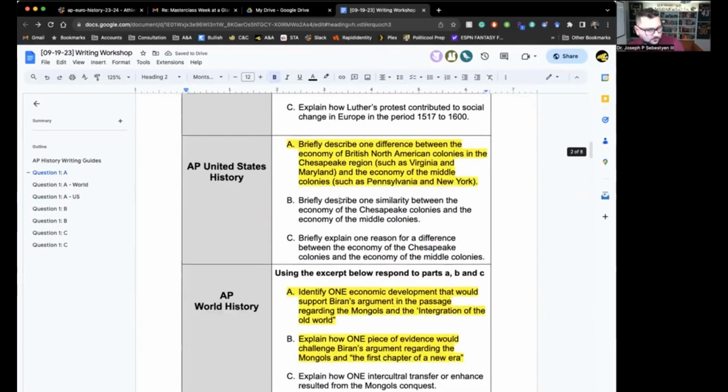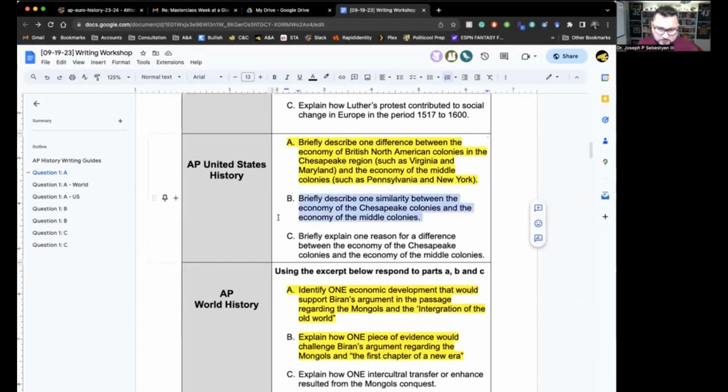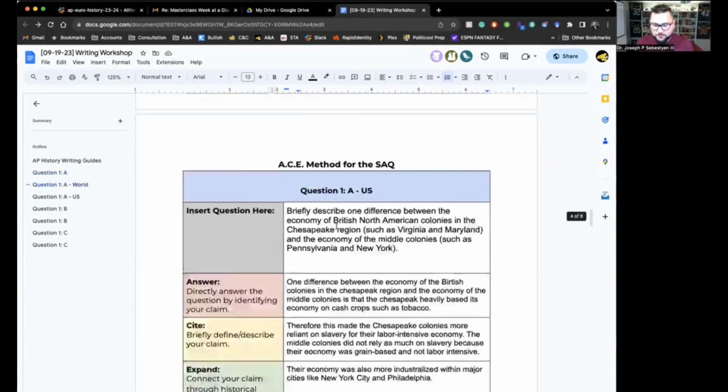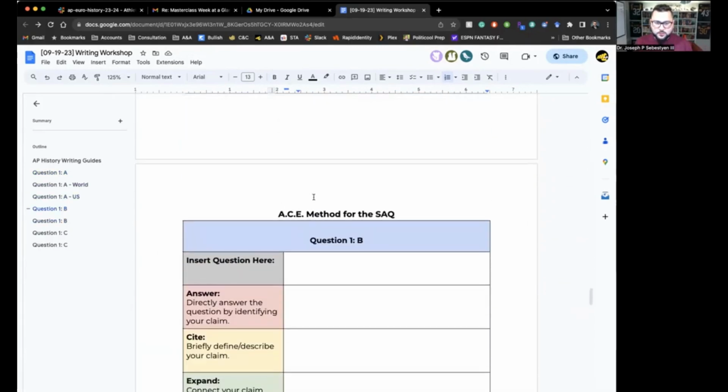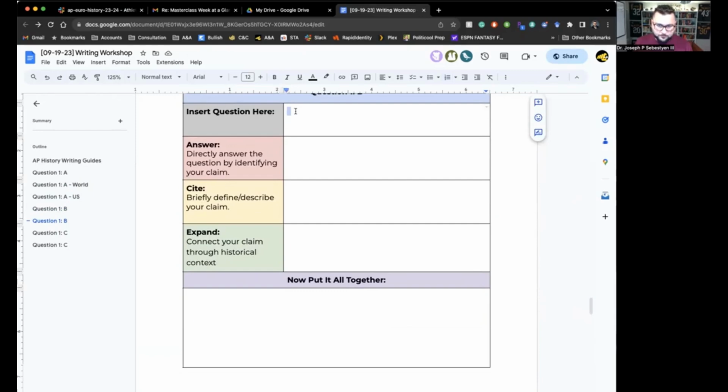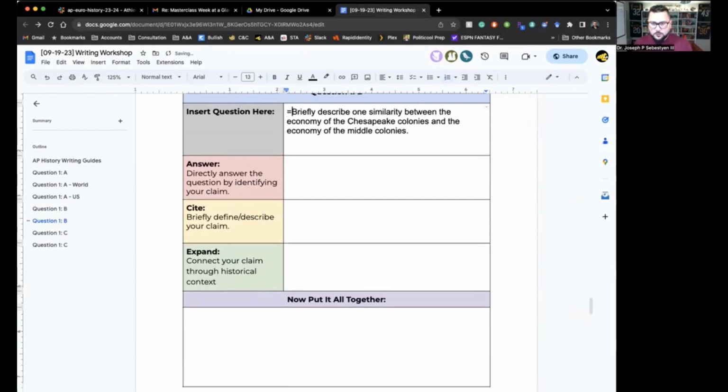US, briefly describe one similarity between the economy of the Chesapeake colonies and the economy of the Middle colonies. Cool. Oh, there we go. What's the similarity? US peeps. Not one similarity. I guess that while there are different types of farming, they're both farm based. They're just farming different things. Okay. So what do we call farming? What's another word for farming? Agriculture.